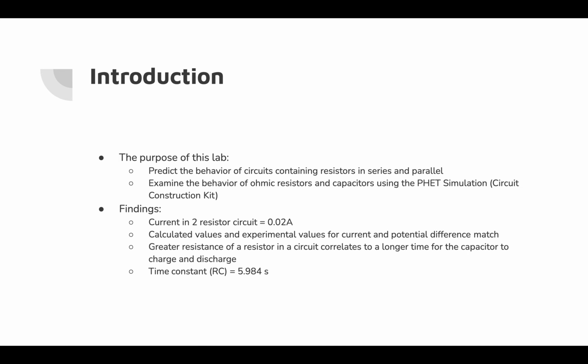The preliminary findings show that current in a 2-resistor circuit equals 0.02 amperes. Calculated values and experimental values for current and potential differences match. Greater resistance of a resistor in a circuit correlates to a longer time for the capacitor to charge and discharge, and the time constant, which is RC, is 5.984 seconds.